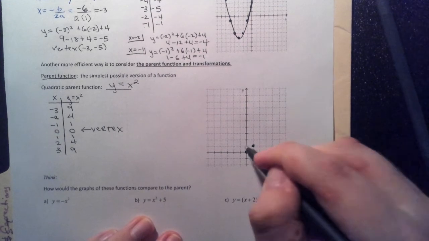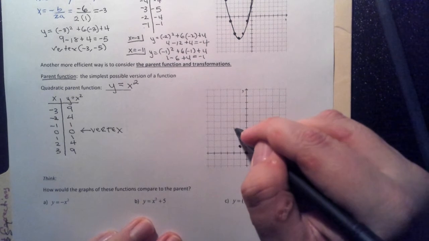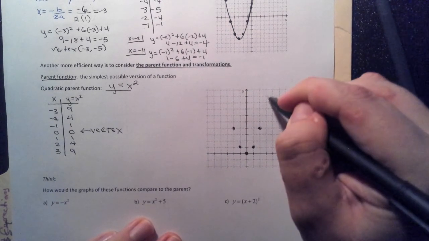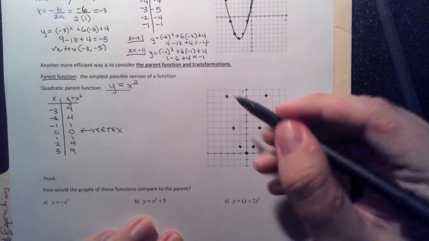I have 1, 1, but I also have negative 1, 1. I have 2, 4, and I also have negative 2, 4. And I have 3, 9, as well as negative 3, 9. Again, I see that nice symmetry.